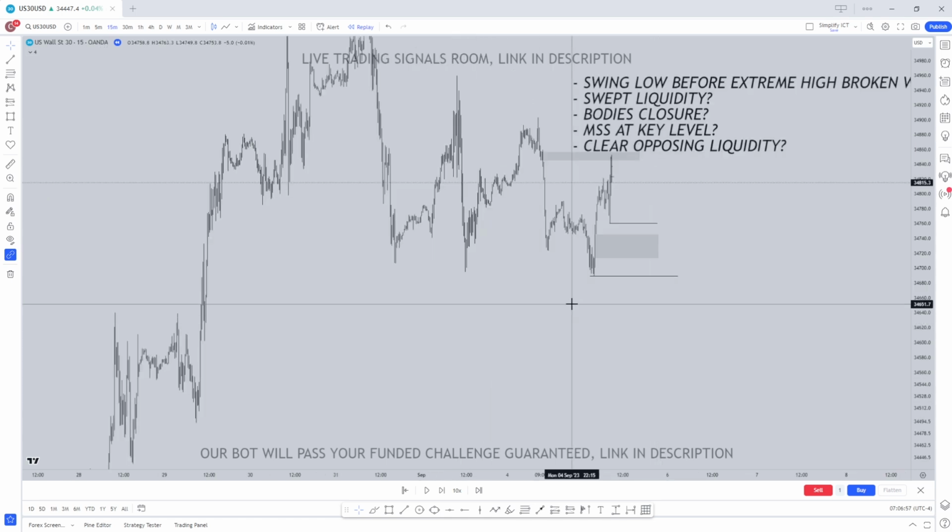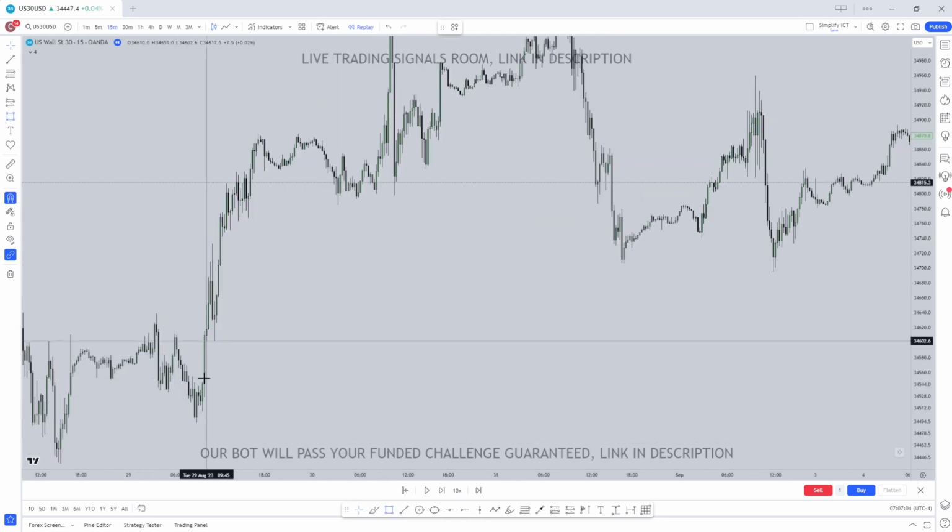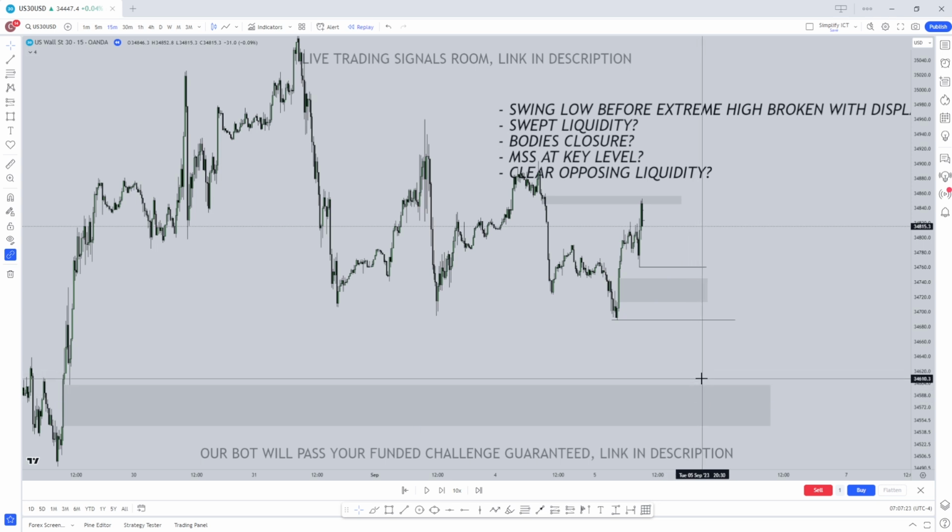So if you have your overall bias like I did, which I also sent out to the signals room, you can also target lower levels of take profit, such as this inefficiency right here, which you could target as a further take profit level. But if you want to be safe, just stick to the main 2 take profit levels.